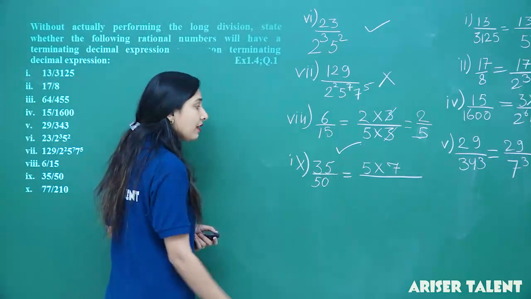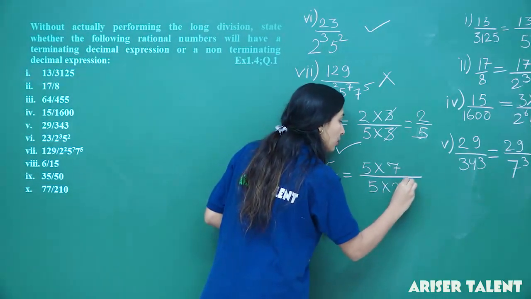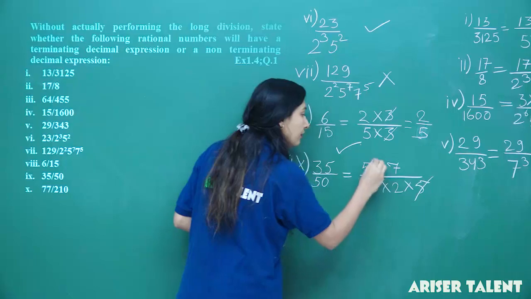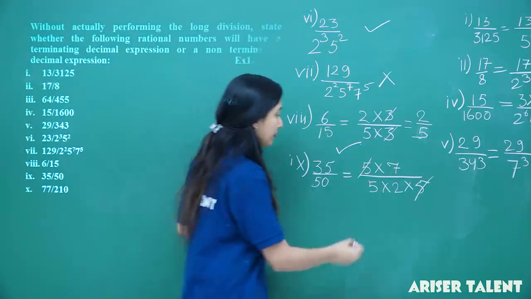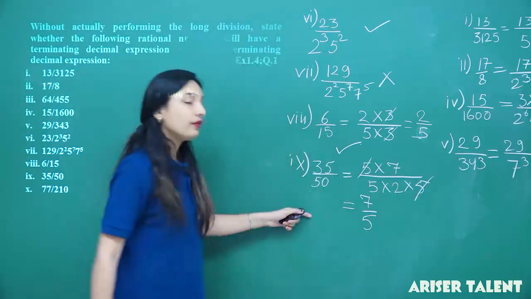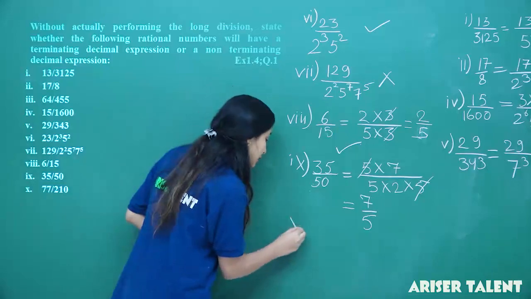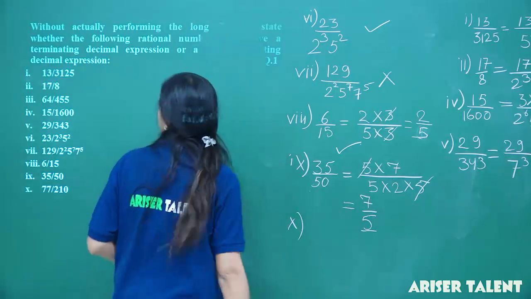7 multiplied by 5. Now how can we rewrite? 5 is 5 and 2 is 2 multiplied by 5. We multiply 5 by 5. Now we have 7 by 5, which is again terminating in nature because of its denominator.